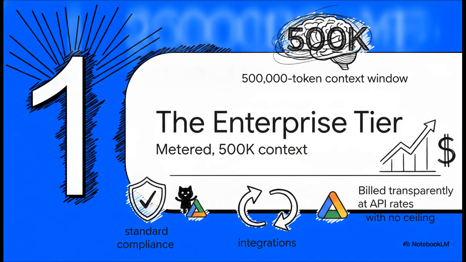Moving right along to the Enterprise tier: uncapped API rate billing and a 500K context window. This tier is built specifically for massive organizations that require standard compliance and well beyond. We're talking about audit logs, HIPAA BAAs, deep integrations with tools like GitHub and Google Drive, and a massive 500,000 token context window on supported models. It's the only tier billed transparently at API rates with absolutely no ceiling.